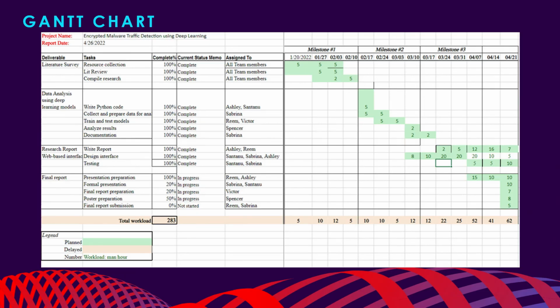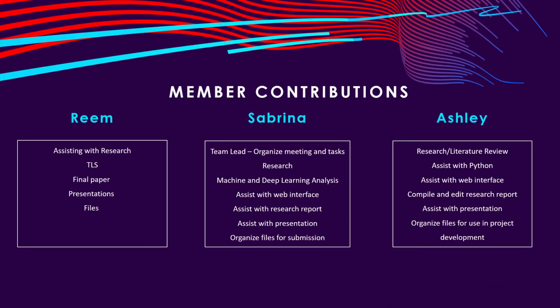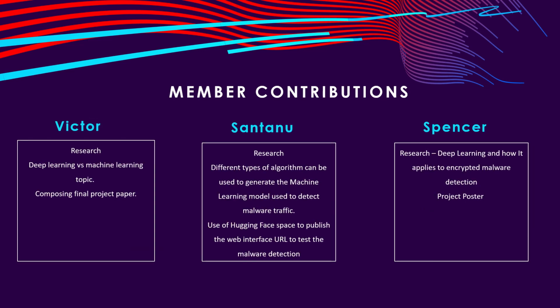So this is a chart of our overall work and time that we put into this program and the time that we spent. And then all of the different team member contributions. So Rima, Sabrina, Ashley, these are the different things that we contributed. And Victor and Santanu and Spencer, these are the different areas that they worked on throughout the project also.